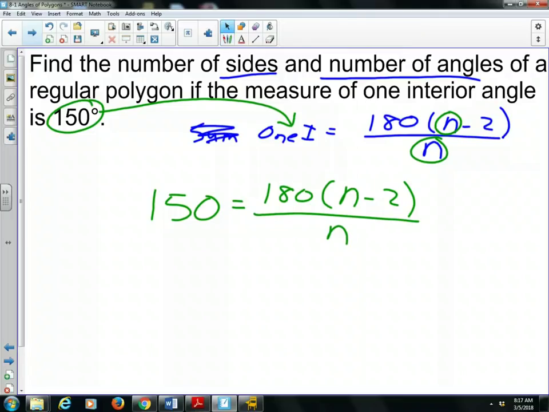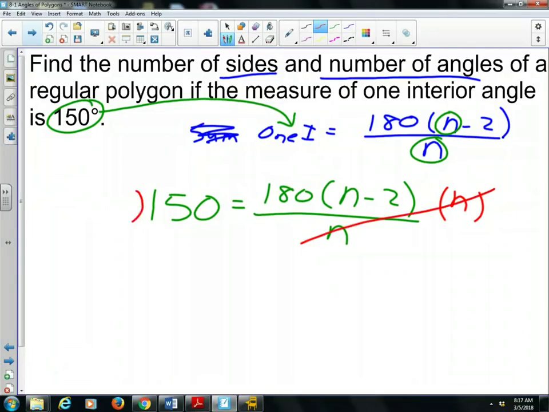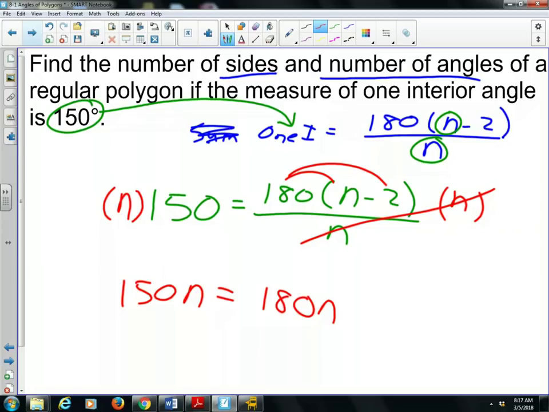Here we go, everybody. Let's first get rid of the denominator. We're going to multiply both sides by n. So we get 150 multiplied by n, that equals, I'm going to distribute this 180. So 180 times n is 180n. 180 times a negative 2 is a negative 360.